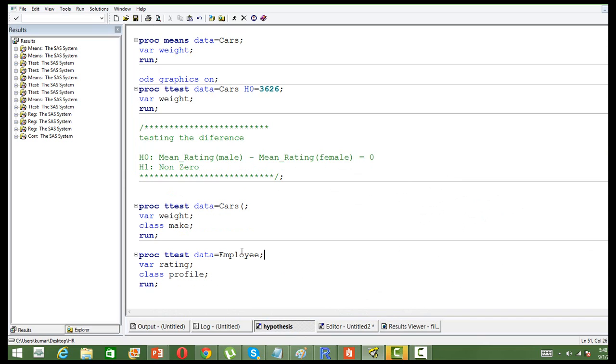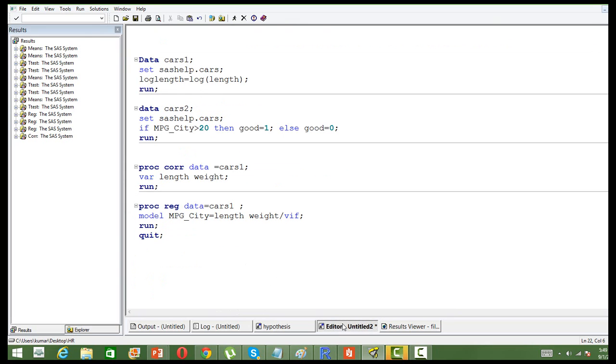Length anyway is insignificant, so you don't have to worry. You just have to drop it from the model. Just go with height and weight and add more variables like engine size and other variables. Clear? Now we will see the classification problem. For that we will take the second data set.